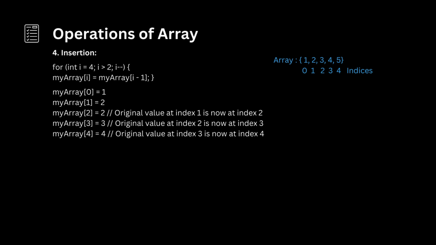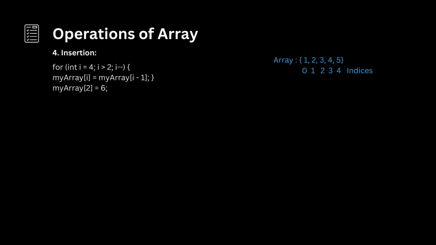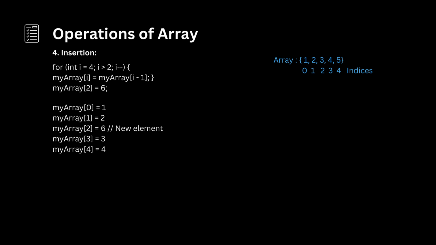Inserting the new element. myArray[2] = 6. This will insert the new element 6 at the third position, that is index 2. Effectively completing the insertion, after this line of code, the array will look like this. The provided code inserts a new element 6 at the third position, that is index 2, of the array myArray by shifting existing elements to make space.